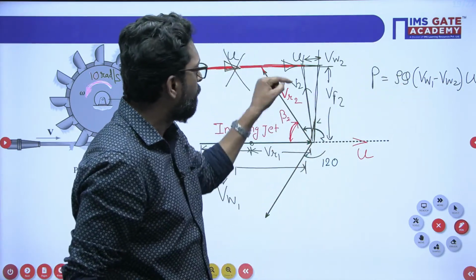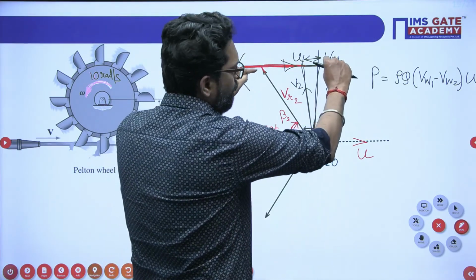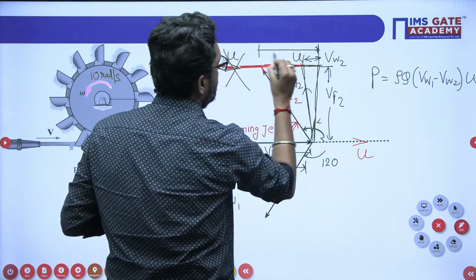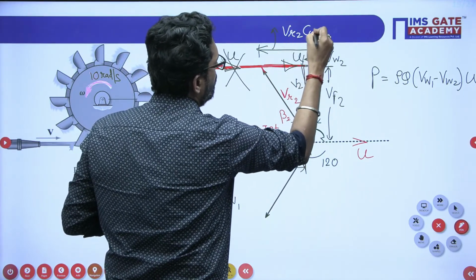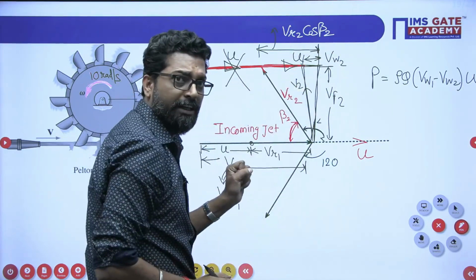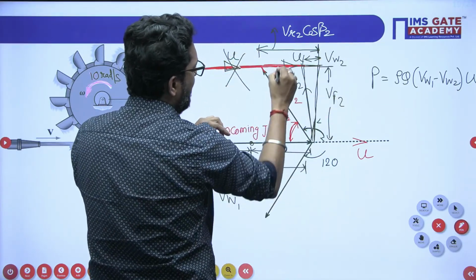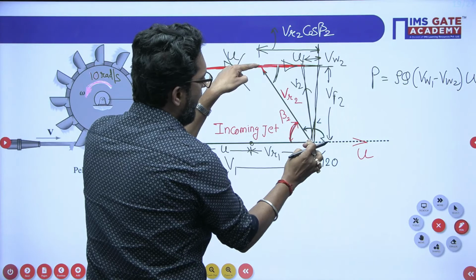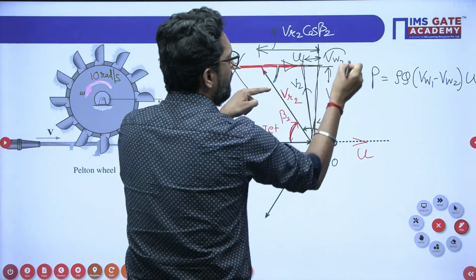What is VW2? VR2 cos beta 2 is the total. This VR2 cos beta 2 minus U is equal to VW2. This angle and this angle are the same, so this VR2 cos beta 2 is this one, minus U. So you can easily find VW2.